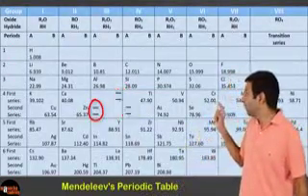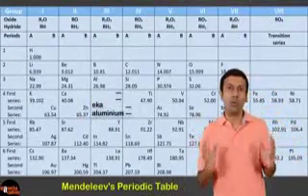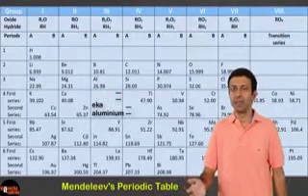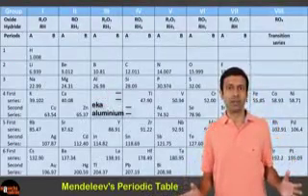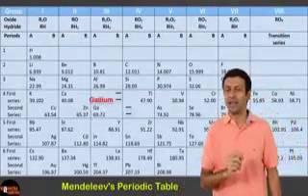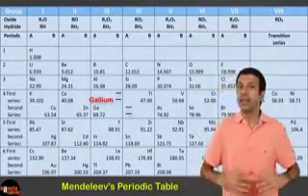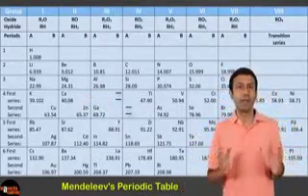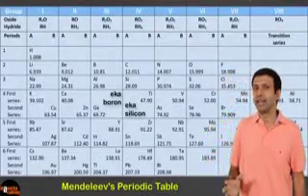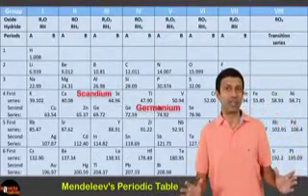For example, he called the element in this gap Eka aluminium. Eka is the Sanskrit word for one. So first comes aluminium and then this unknown element. He predicted the properties of Eka aluminium. And many years later, an element was discovered. It was called gallium. And guess what? The properties almost matched. Similarly, he gave names to other elements such as Eka boron and Eka silicon. Many years later, these were discovered and named scandium and germanium. This was Mendeleev's greatest achievement.